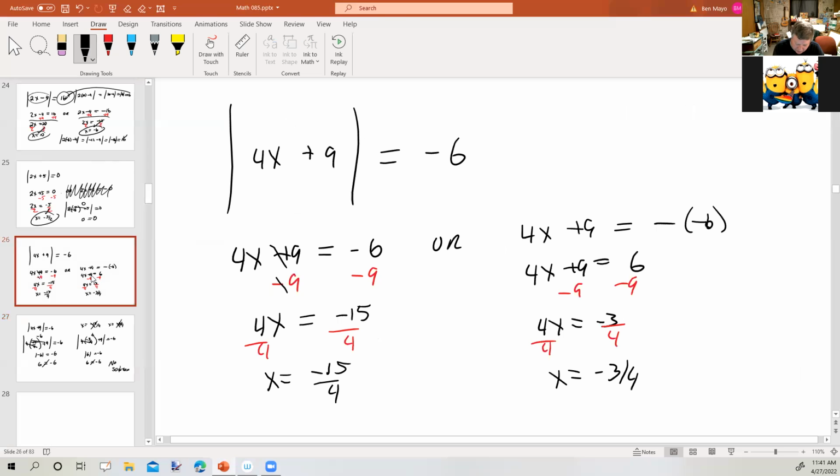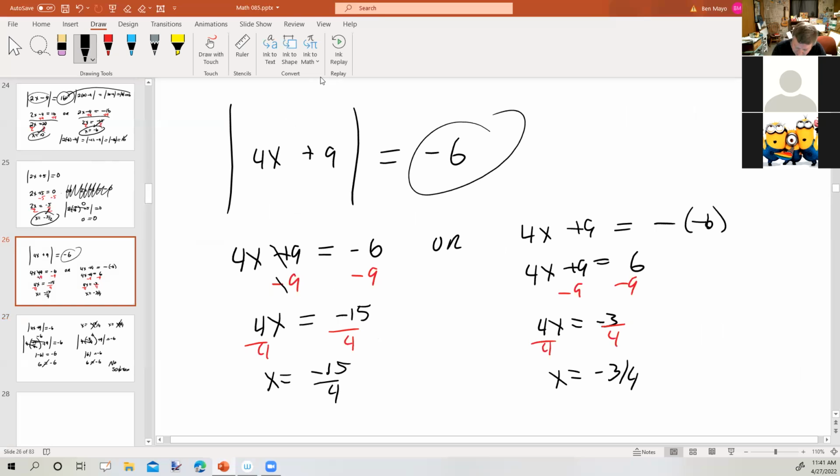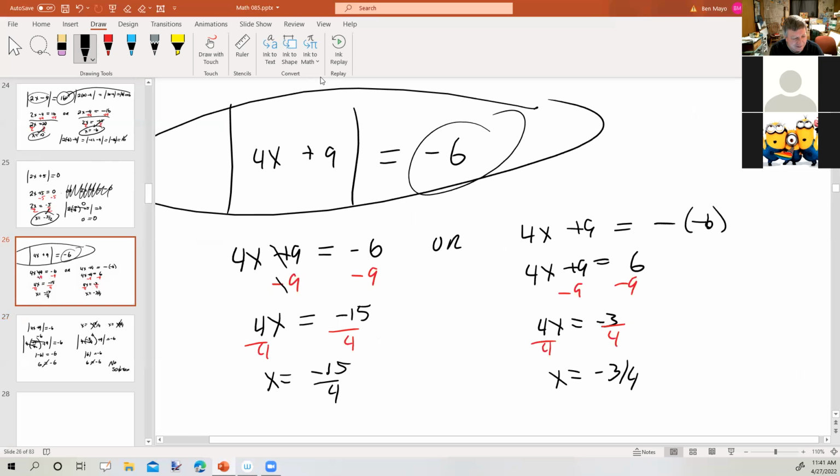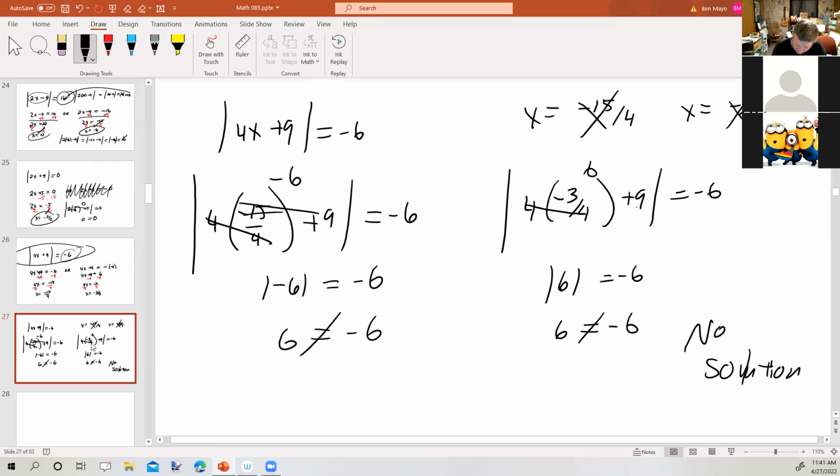Well, let's go back to the original problem. Can an absolute value be negative? Can distance be negative? No. So from the start, we were doomed. An absolute value can't equal a negative number. Now, I went ahead and solved it and got two answers, but when I plugged them in, neither one of them worked.